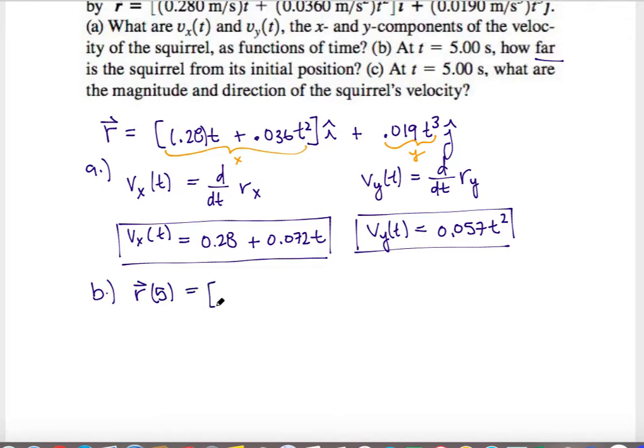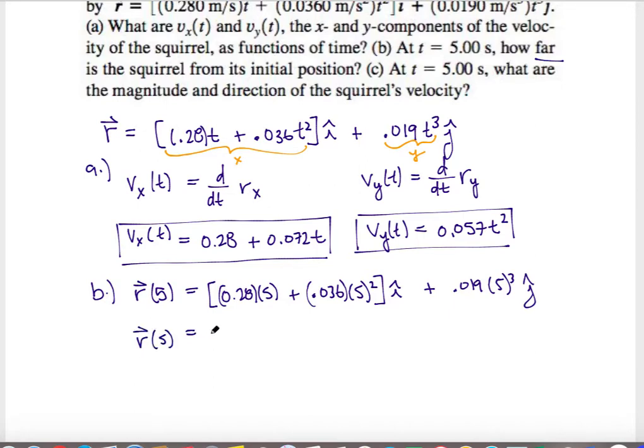So I want to find the position at 5 seconds. So this is going to be 0.28 times 5 plus 0.036 times 5 squared, and this is in the i hat direction. Then I have 0.019 times 5 cubed for the j hat direction. So my position at 5 seconds is going to be 2.3 i hat plus 2.375 j hat. And so that's my position at 5 seconds.